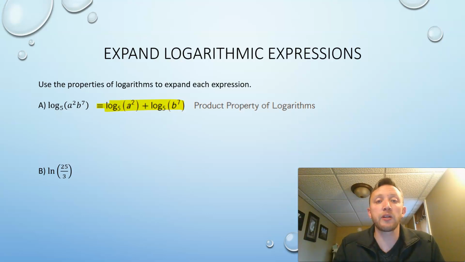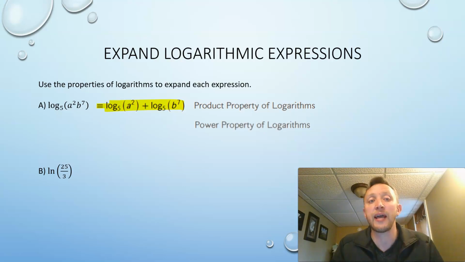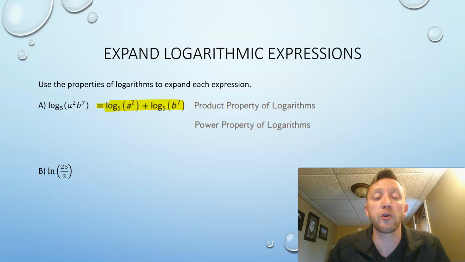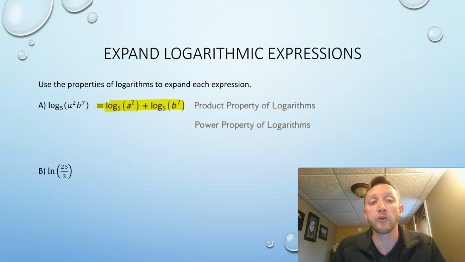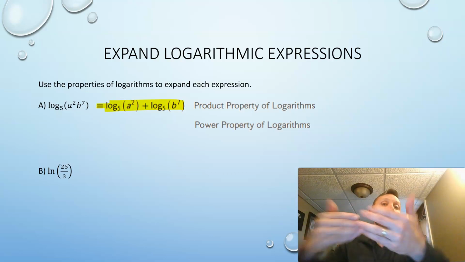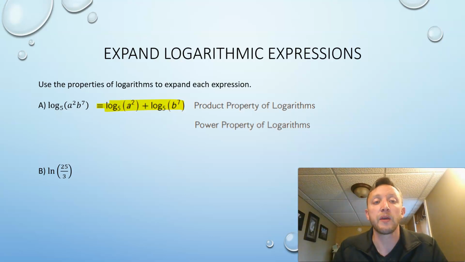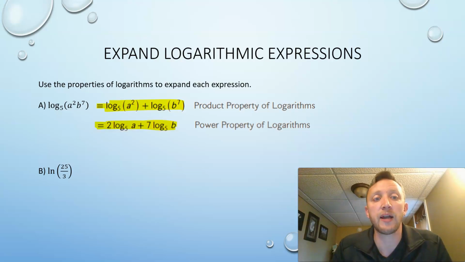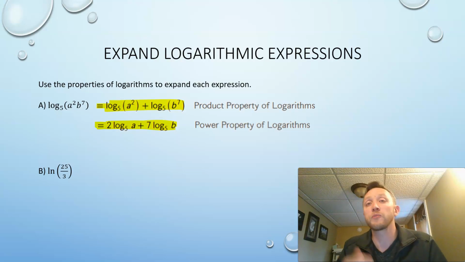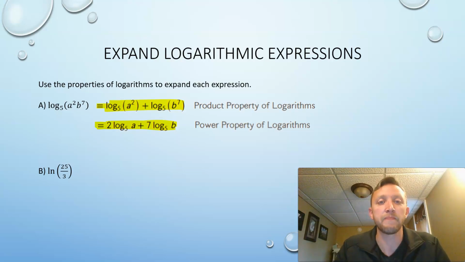All right, so the next thing we're going to do, again pausing the video if you need to write that down, is apply the power property of logarithms, that last property, because both of those values, the a and the b, have exponents. We can take those exponents and move them, but we're going to move them in front of the logarithm, not in front of the parentheses. So that would be 2 times log base 5 of a plus 7 times log base 5 of b. And that would be your answer. There's nothing that we have to do beyond that.